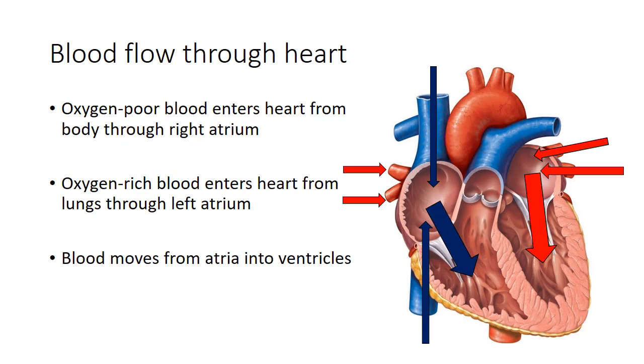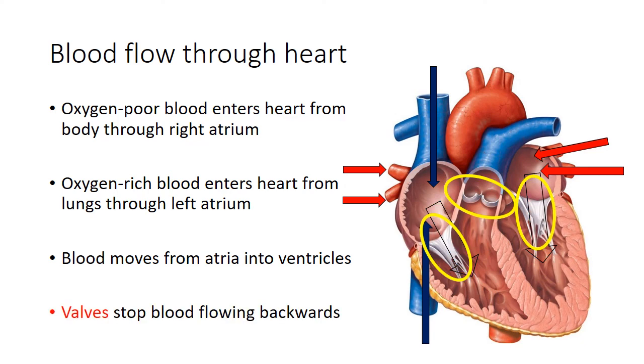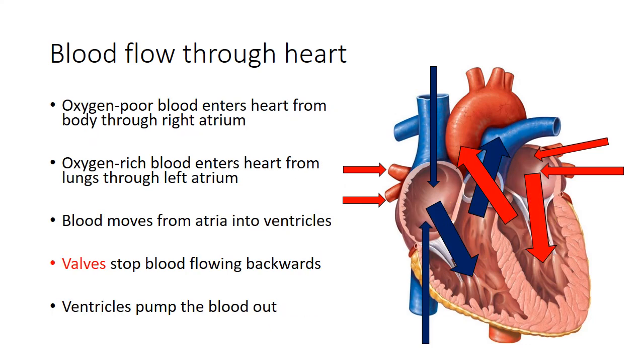The blood moves from the atria into the ventricles. Valves, shown in yellow circles here, stop the blood flowing backwards. Finally, the ventricles pump the blood out of the heart.